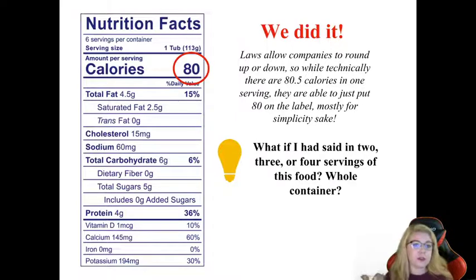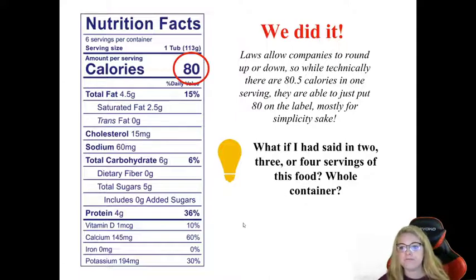80 calories looks a little bit better than 81 calories on a nutrition facts label, if we're being honest, especially for someone who's trying to watch their weight. They'd rather see 80 calories than 81. What's that extra 0.5, you know? So that's why the discrepancy is there. But as you can see, we did the math backwards and got to that answer. And so that's how nutrition facts labels are calculated.